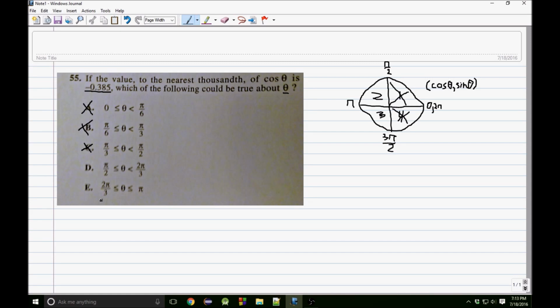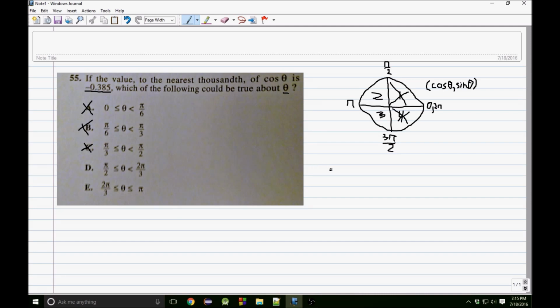So this is where it gets a little tricky. It's between pi over 2 and 2 pi over 3, or between 2 pi over 3 and pi. Okay, so in order to do this, you actually just have to map out the values. That's something I traditionally don't do, so it didn't actually come into my mind, but you could do that. So what is the cosine of pi over 2 and the cosine of 2 pi over 3?